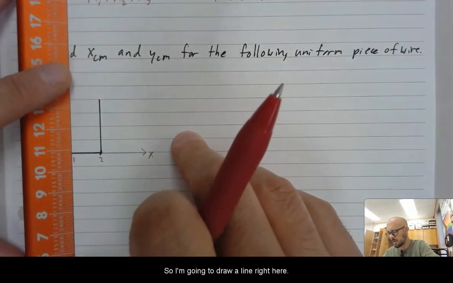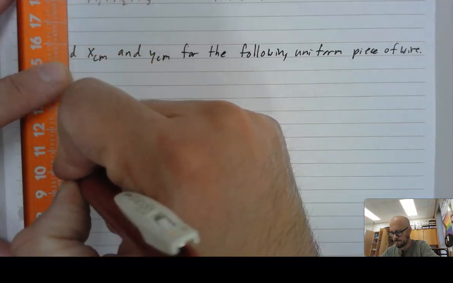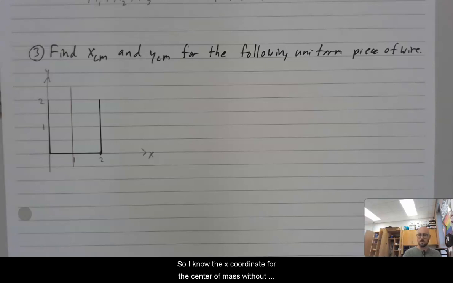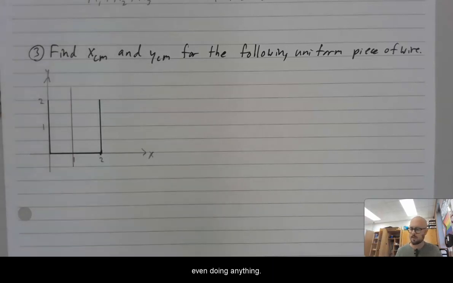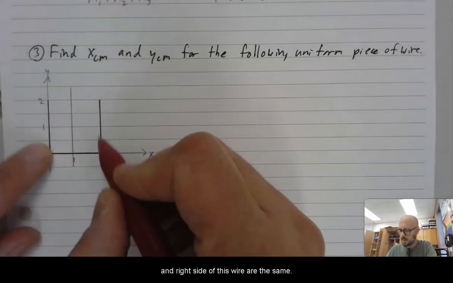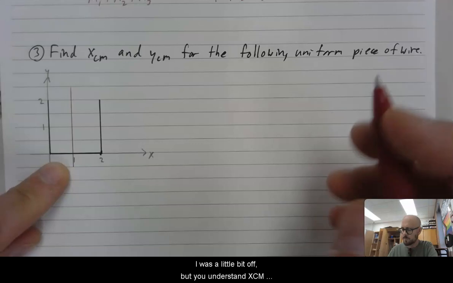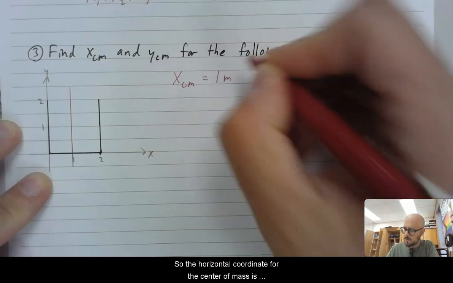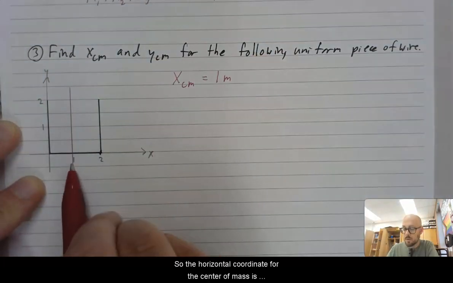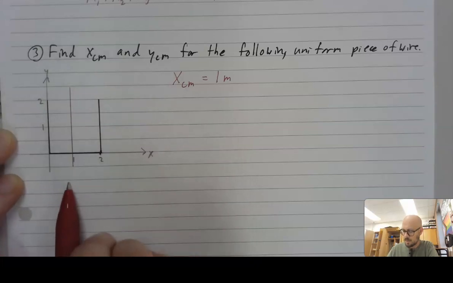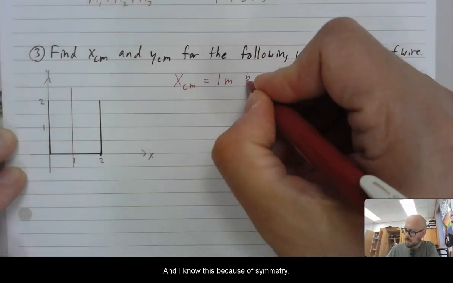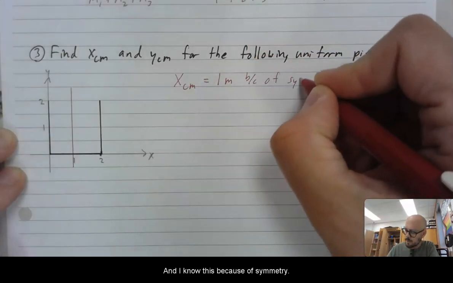So I'm going to draw a line right here. And on either side of that line, there is symmetry. So I know the x coordinate for the center of mass without even doing anything. And again, that's just because the left and right side of this wire are the same. I was a little bit off, but you understand. XCM equals 1 meter. So the horizontal coordinate for the center of mass is along this line because the left and right halves of this wire are symmetrical. And I know this because of symmetry.